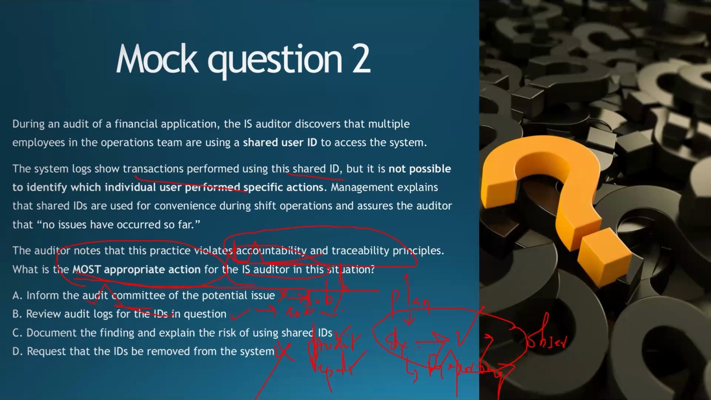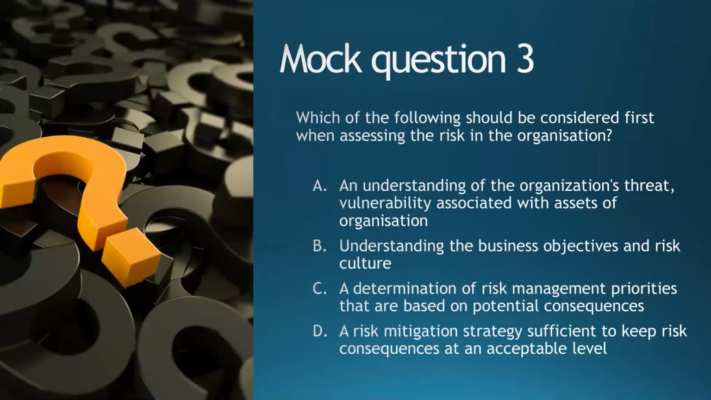Now moving to the next question. Which of the following should be considered first when assessing the risk in the organization? Understanding the organization's threats and vulnerabilities associated with the assets of the organization; understanding the business objectives and risk culture; determination of risk management priorities based on potential consequences; risk mitigation strategy sufficient to keep the risk at an acceptable level.